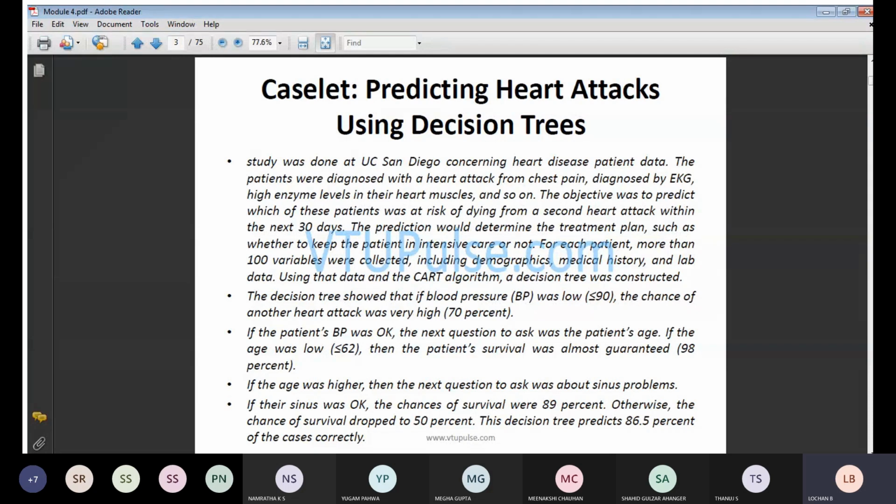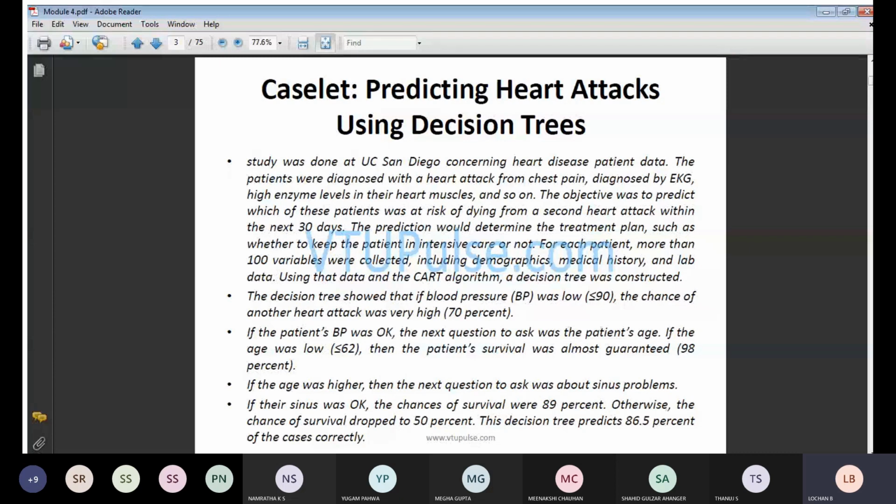If BP was low, less than or equal to 90, there will be more chances of getting a second heart attack. If the patient's BP was okay, the next question was asked with respect to the patient's age. If the patient's age is low, that is less than or equal to 62, then the patient's survival was almost guaranteed, 98%. So first they are going to check the BP; if it is less than or equal to 90, there will be a greater chance of a heart attack, that is 70%. If the BP is okay, the next question arises with respect to your age. If it is less than or equal to 62, the patient's survival can be guaranteed, almost 98%.